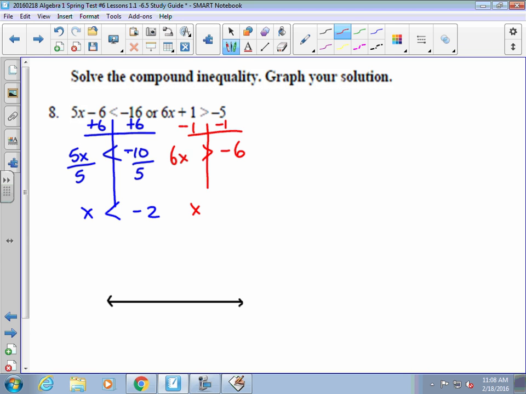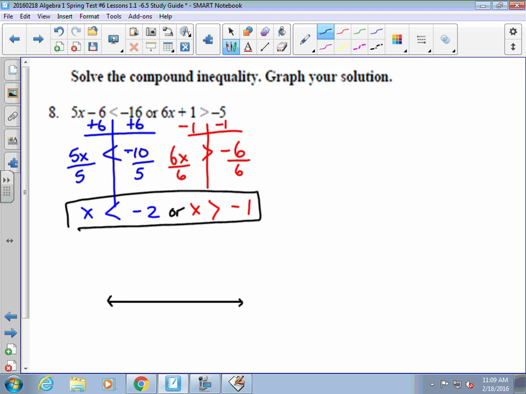And then get rid of 6 times x by dividing by 6 here and here. Negative 6 divided by 6 is negative 1. And again, the fact that it comes out to be negative is irrelevant. It divided by a positive on both sides, so you'll leave the symbol just like this. So this is the or inequality solved out. X is less than negative 2, or x is greater than negative 1.